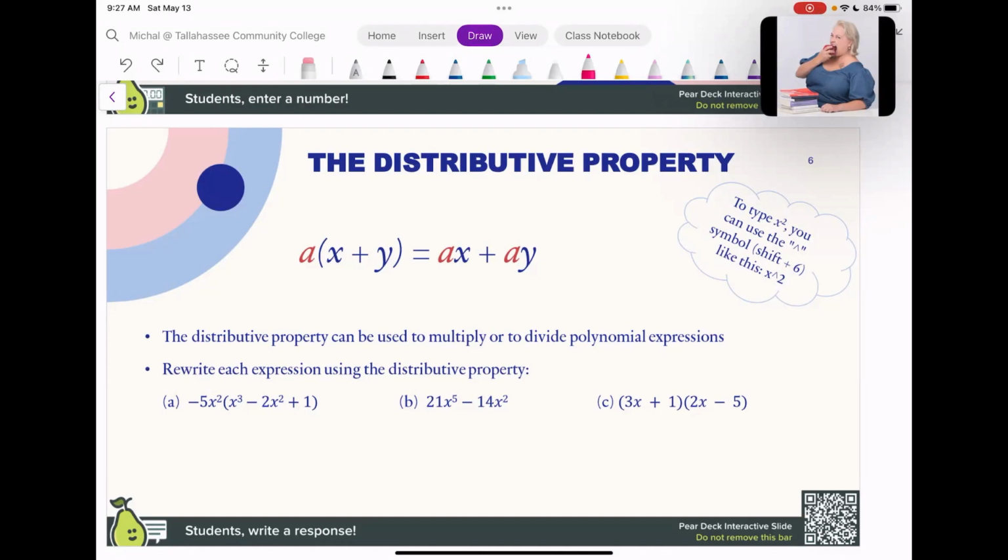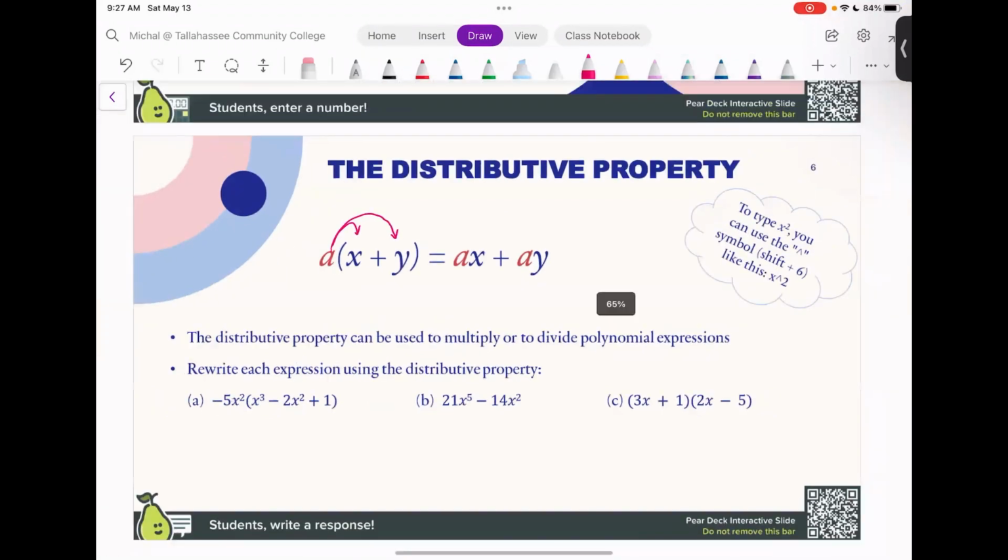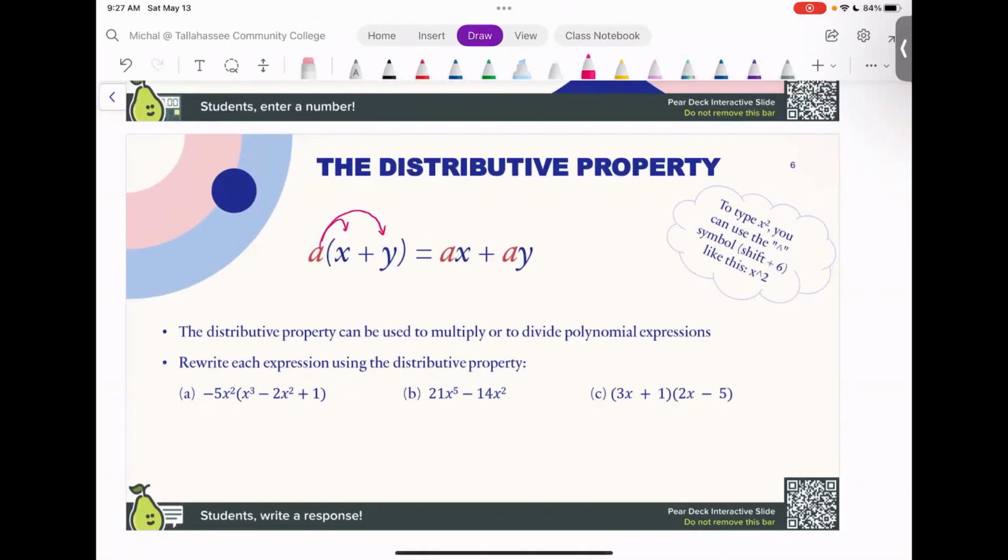The distributive property tells us that if I have a number multiplied by a group, I can distribute that multiplication to every term in the group, so that a times the group x plus y is equal to a times x plus a times y. I like to show that multiplication by marking the text, and it helps me keep track when I'm solving problems. So I'm going to use that to demonstrate how to apply the distributive property in each of the three problems below.